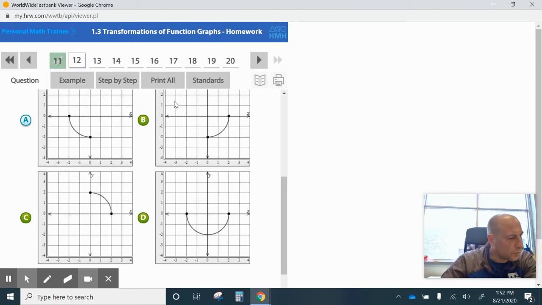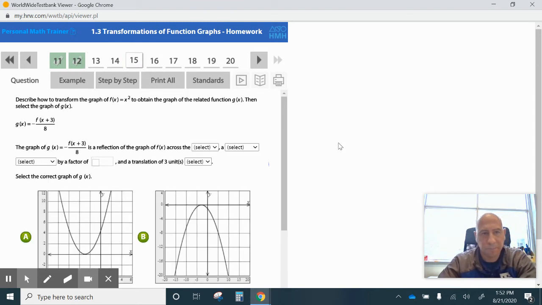We're going to skip question 13 and 14. We're going to go to question 15. Describe how the transformation of the graph of f of x is exploited to obtain the graph of the related function g of x. Then select the graph of g of x.